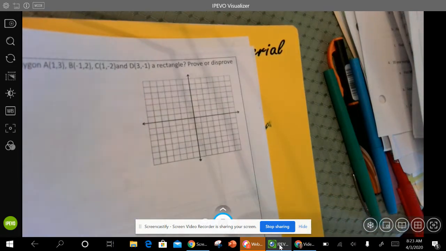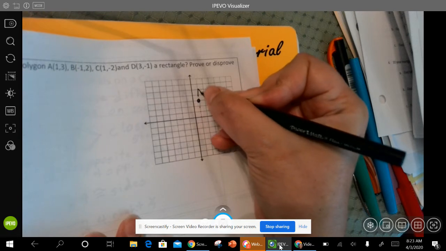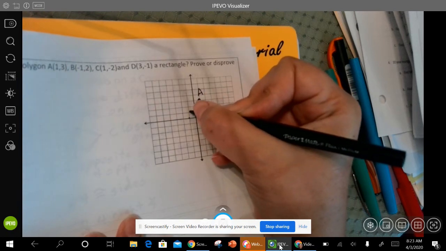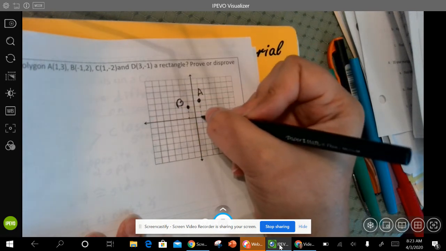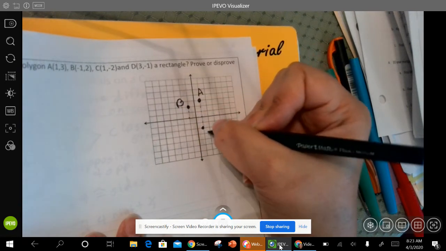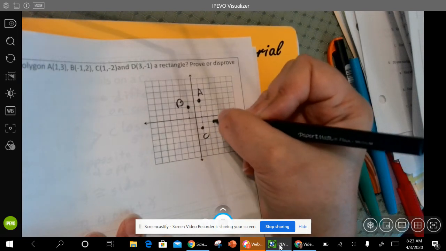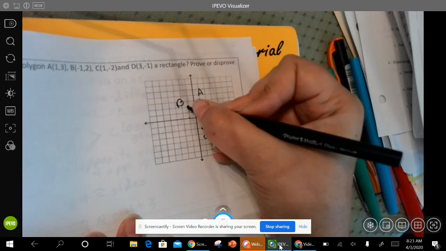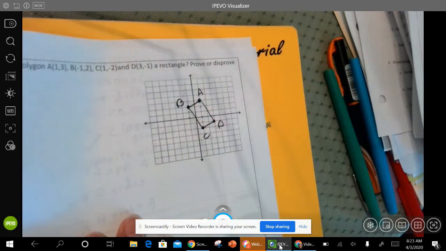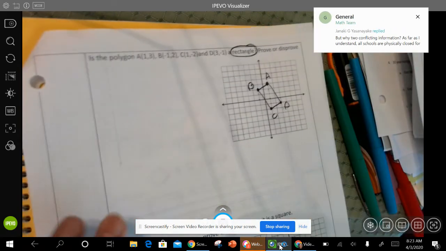Okay, so on this one, we're gonna go ahead and do this. So we're gonna go over 1, up 1, 2, 3, over -2, up 1, 2, over 1, down 1, 2, over 1, 2, 3, down 1. Okay, so this one, they want us to prove that it's a rectangle.